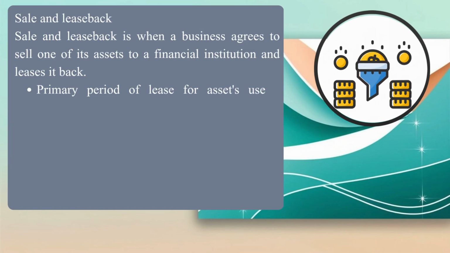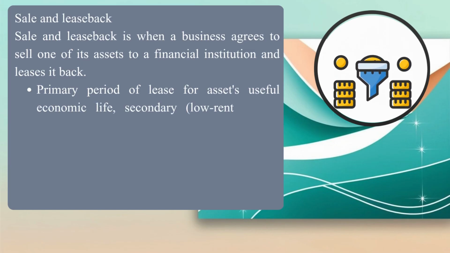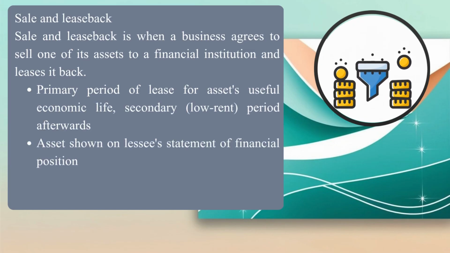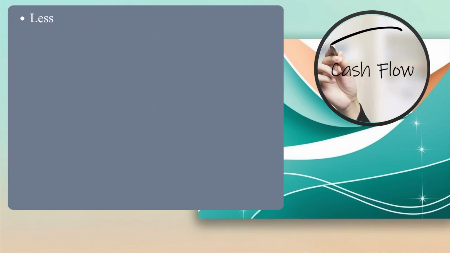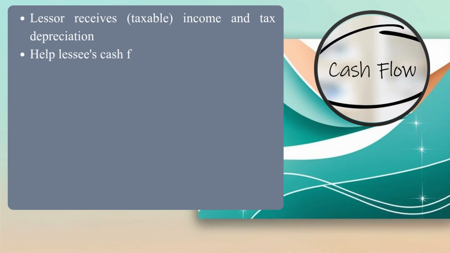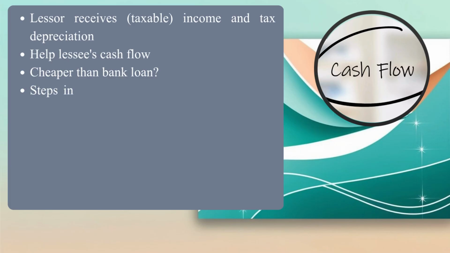Primary period of the lease is for the asset's useful economic life, with a secondary period afterwards at a low rent. The asset is shown on the lessee's statement of financial position. The lessor receives taxable income and tax depreciation. It helps the lessee's cash flow. Is it cheaper than a bank loan?